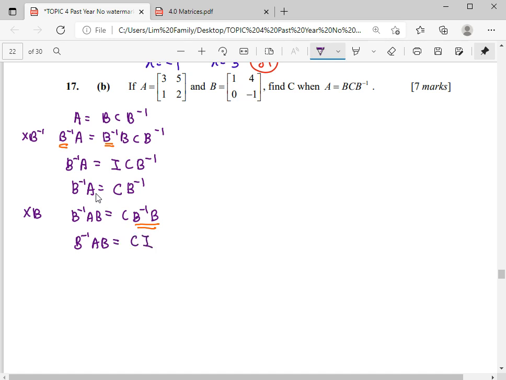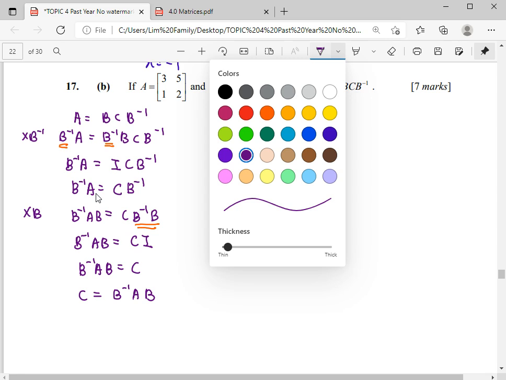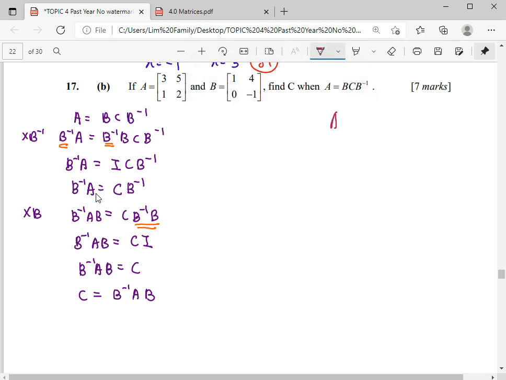So here we get the identity, and a matrix times an identity matrix will give us back the matrix, which is C. So finally we can find that matrix C is equal to B inverse times A times B. So the order cannot be mixed up, because in matrix multiplication, A times B is not the same as B times A.